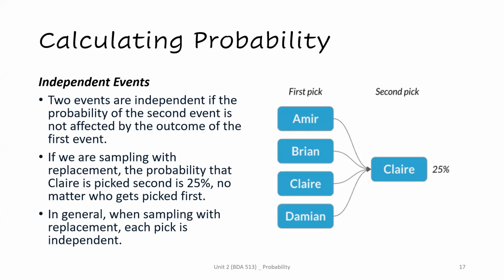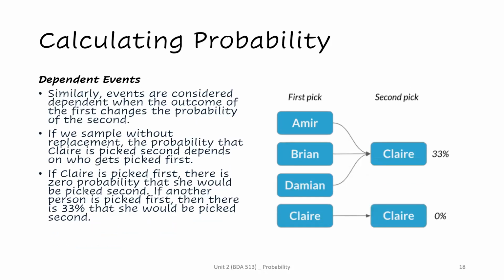So two events are independent if the probability of the second is not affected by the outcome of the first. So if we are sampling with replacement, the probability of Claire being chosen is 25%. So in general, sampling with replacement, each pick is independent. Any question on this?